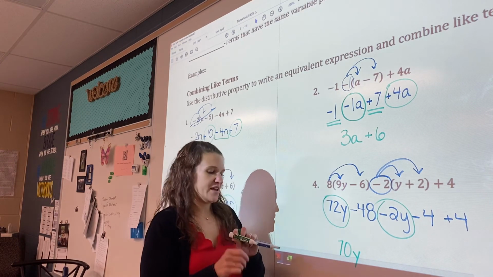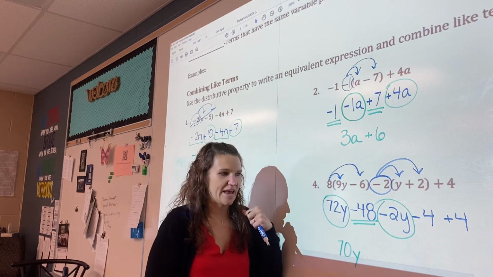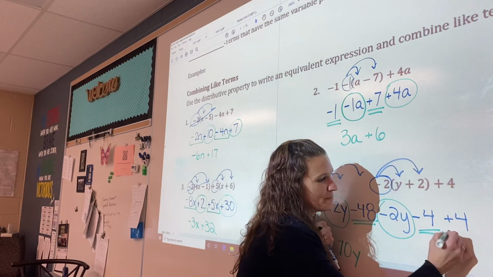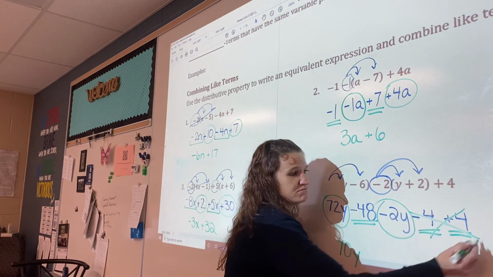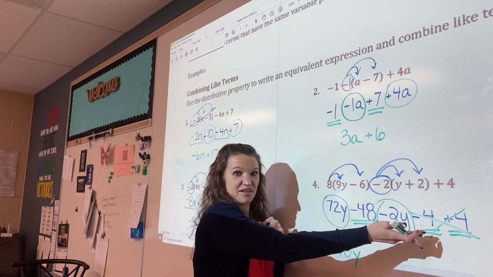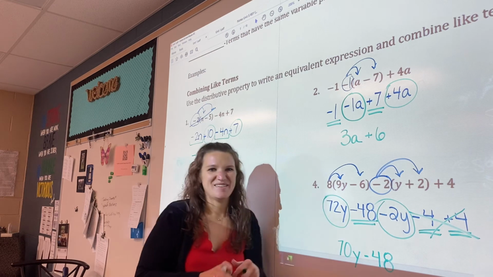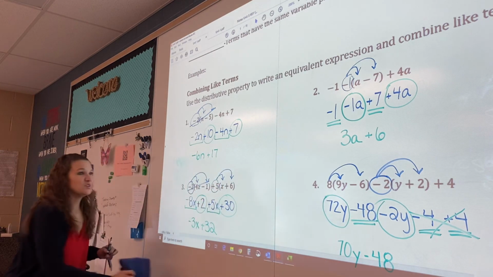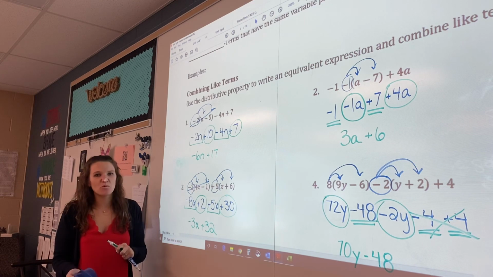Now we have 3 constant terms. I'll still use my green here. -48, -4, and +4. Well, I know that the -4 and +4 cancel each other out. So if I combine everything together, there's nothing left to combine. So I bring down my -48. All right. So there's 4 great examples, but I know that's a lot. So let's go through a couple more to see how you do.